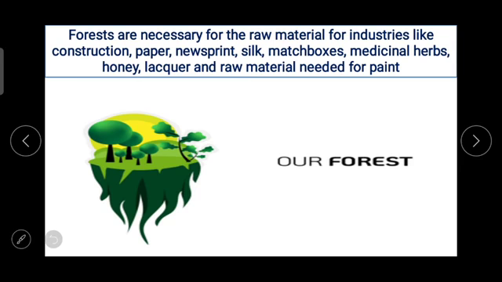So, forests are necessary for raw material for industries like construction, paper, newsprint, silk, matchboxes, medicinal herbs, honey, lacquer and raw material needed for paint. So, by this we can understand that there are a number of industries which are based on the resources of forest for raw material.